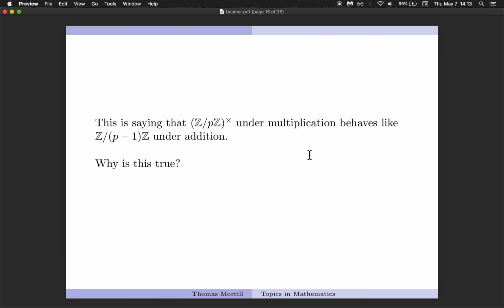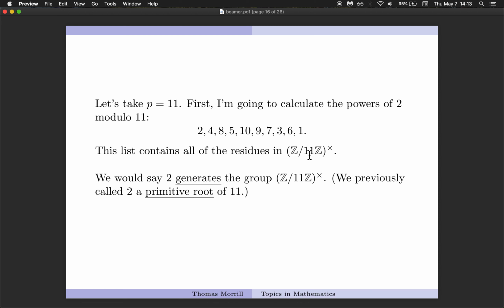That's a pretty abstract thought, so let me be more concrete. I'll pick an example. I'll take the prime to be 11. And I claim that every non-zero residue, mod 11, can be written as a power of 2. And that is because 2 has order 10 in this multiplicative group.